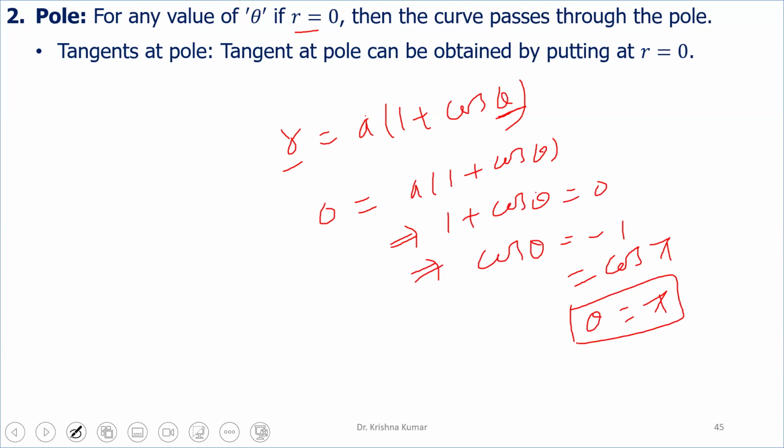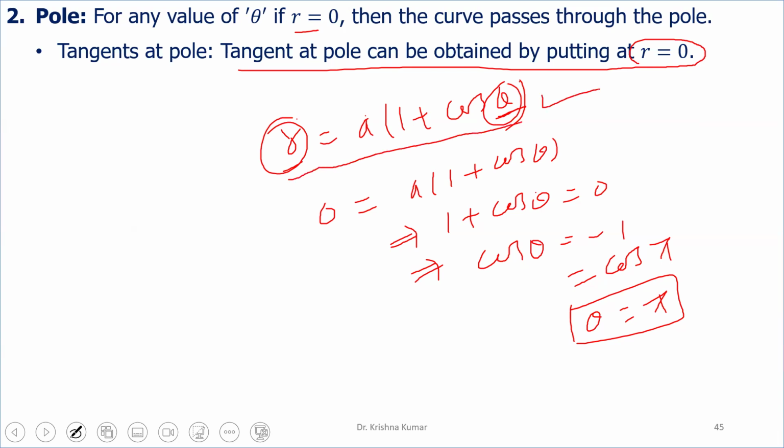For any value of theta, if r becomes 0, then we say that the curve passes through the pole. Otherwise, it does not pass through the pole. Now, once the curve passes through the pole, what is the tangent at the pole? The tangent at the pole can be obtained by putting r equal to 0. For example, here r equal to a times (1 plus cos theta). We want to find the tangent of the polar curve at the pole, so we just put r equal to 0. Then we get theta equal to pi, so theta equal to pi is the tangent of this curve.